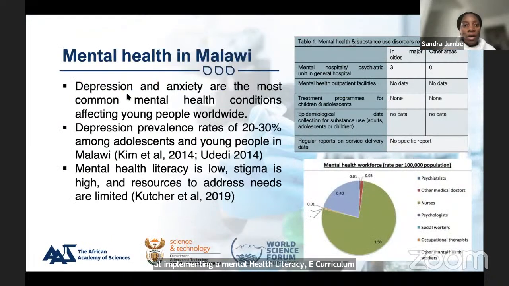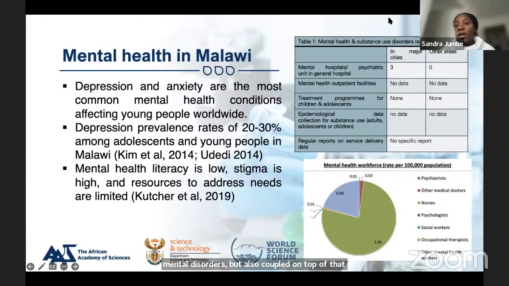Just to give you a quick background, in terms of the scope of mental health in Malawi, depression and anxiety, as you know, are pretty common among young people globally. When you look at Malawi, current depression prevalence rates tend to stick around the 20 to 30% range for adolescents and young people. But unfortunately, in the country, knowledge and attitudes towards mental health are pretty low, and this fuels a high stigma with regards to those who have mental disorders. Coupled on top of that, resources to address mental health conditions are pretty limited.